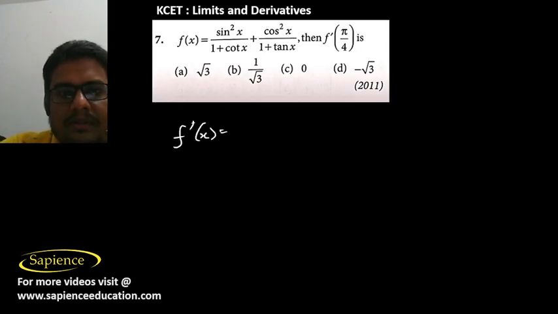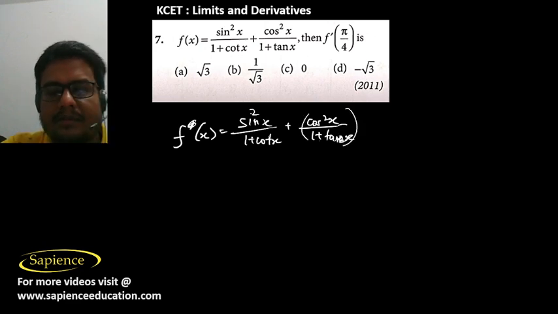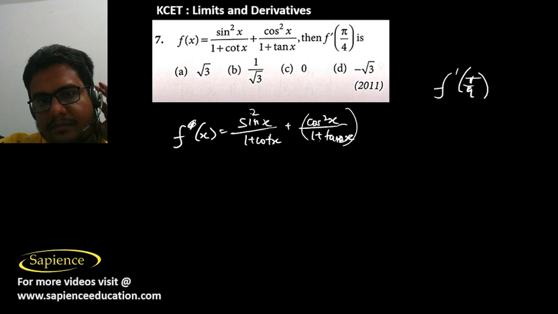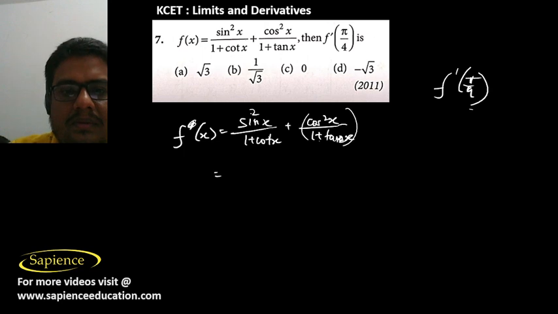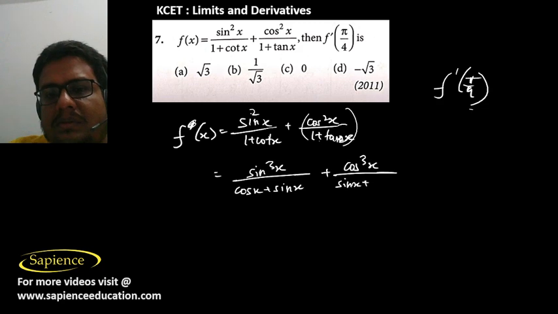Here it is told f of x is sine x sine square x by 1 plus cot x, cos square x plus 1 plus tan x, and we have to find f dash pi by 4. So here we can first convert into sine and cos. This will be cos by sine. This will be sine cube x by cos x plus sine x. Plus this is sine by cos. So this will be cos cube x by sine x plus cos x.